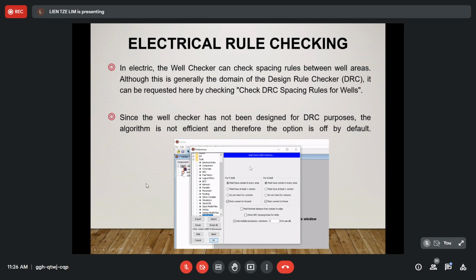So you see here, this is the setting for the well check. If you want to change the setting, you can go to the preferences under File. Then there is a well check here. When you click here, you can change the setting to check the DRC spacing rules for wells by checking here. If you don't want it, you need to uncheck. So all these are the functions that the well checker will check in the layout design.